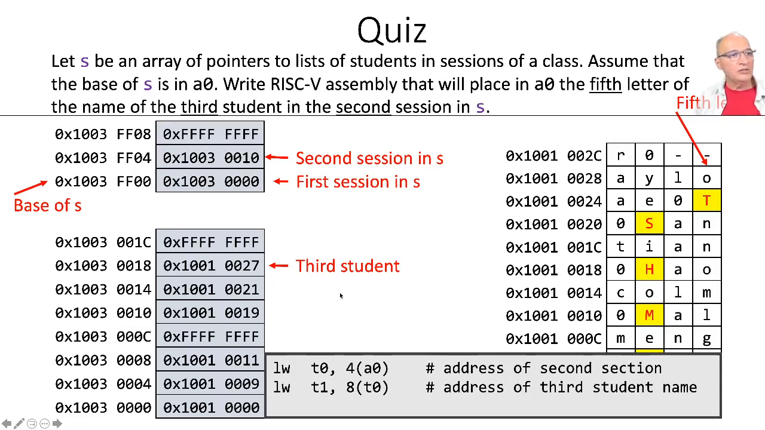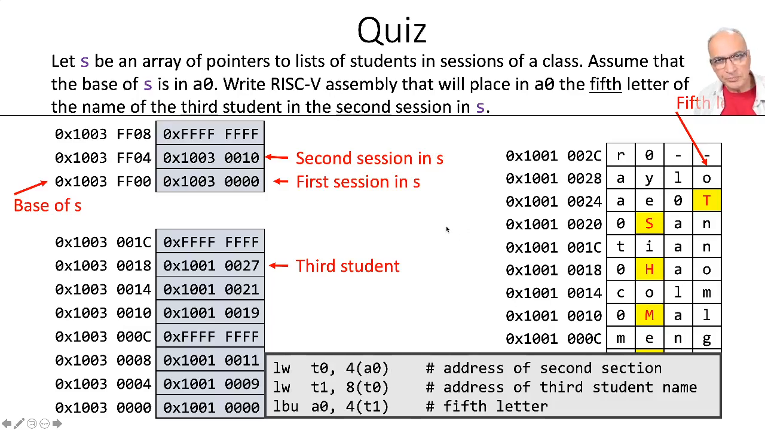Now the next load that I'm going to do will be from this address here. It will be a character load because I want the character. So that is not going to be a load word. It will be a load byte. So I'll do a load byte unsigned. And because I want the fifth letter, I need to add 4 to my position. Because the address that I had was the address of T, this would be T plus 1, T plus 2, T plus 3, T plus 4. So these three instructions solve the quiz that I posed to you.